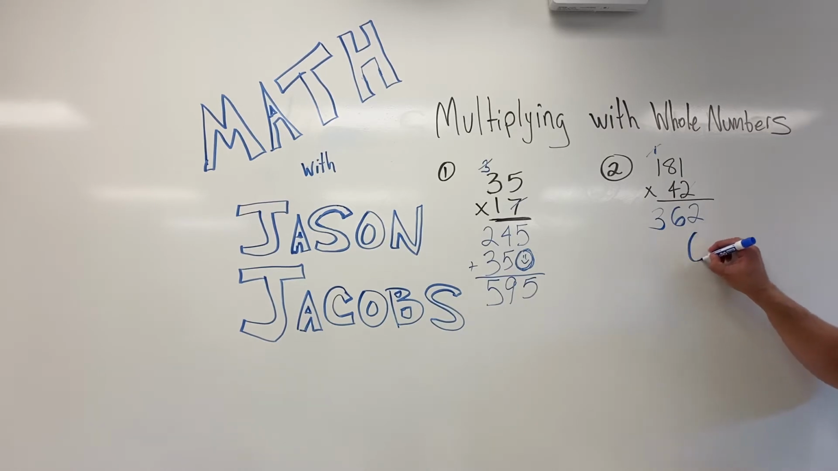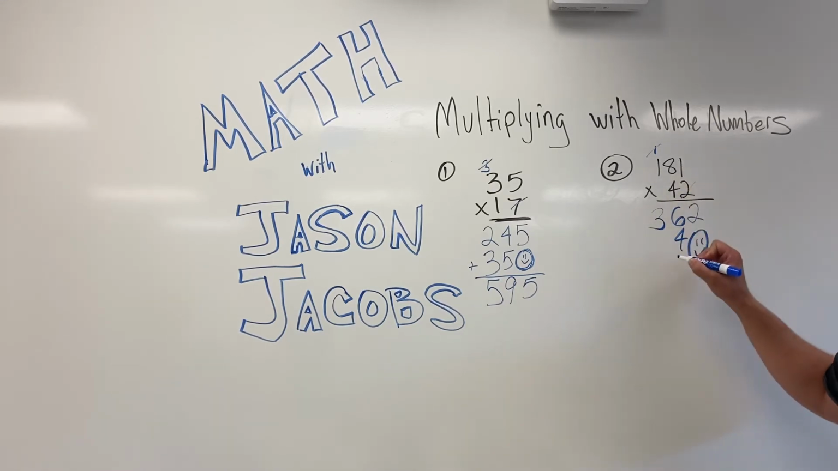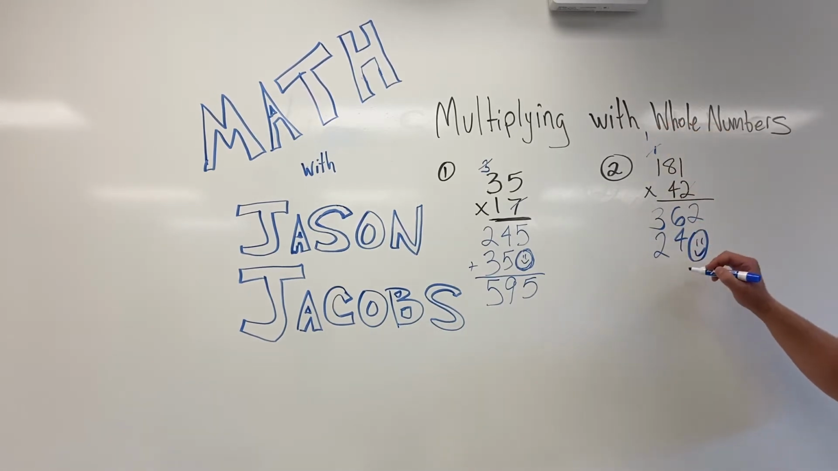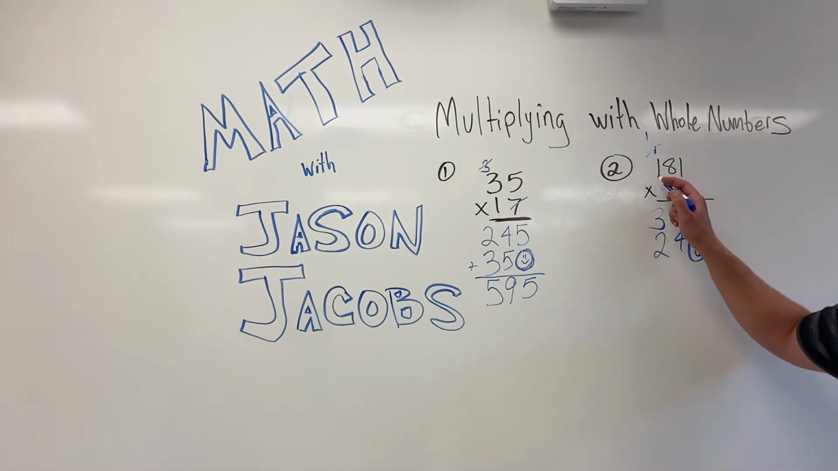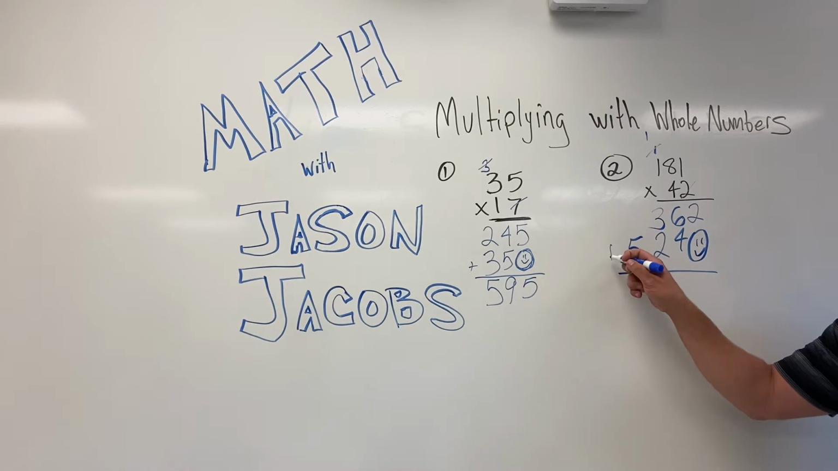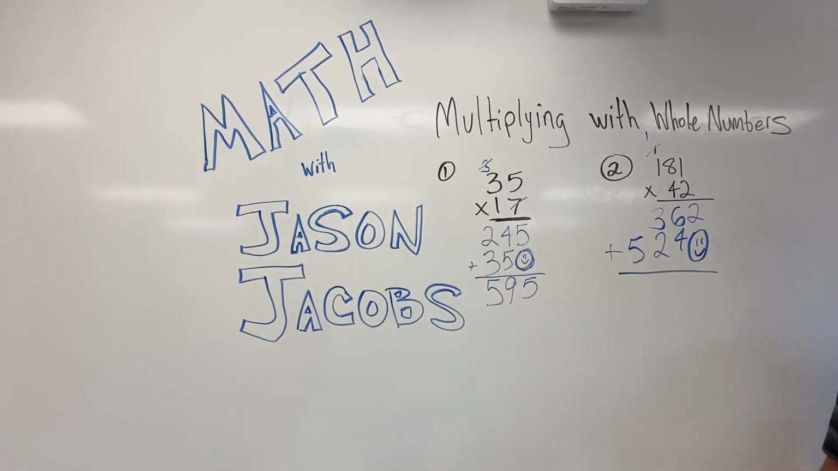Now I put a placeholder 0 there. Placeholder 0. I like to add in the little smiley face. And now 4 times 1 is 4. And 4 times 8 is 32. So we'll put the 2 here. Carry the 3. You want everything in line. 4 times 1 is 4, plus 3 is 7. So here are our partial products. We're going to add them up to find the product of the two factors, 181 multiplied by 42.